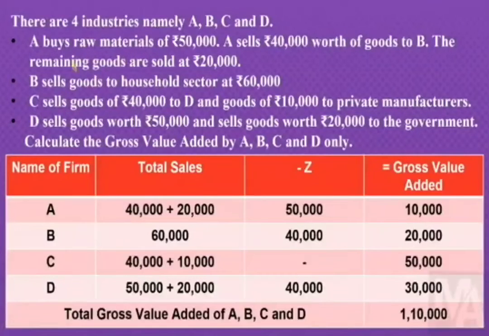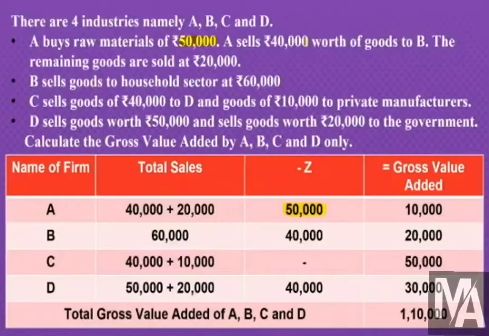First of all, let's go sentence by sentence and try to place the proper amount in the proper place in the table. The first one is A buys raw materials of rupees 50,000. So this 50,000 is first to be treated. We will put this 50,000 as raw materials, and since raw materials are intermediary goods, it will come here in the row of A as minus Z. This has to be reduced from whatever value has been produced by A.